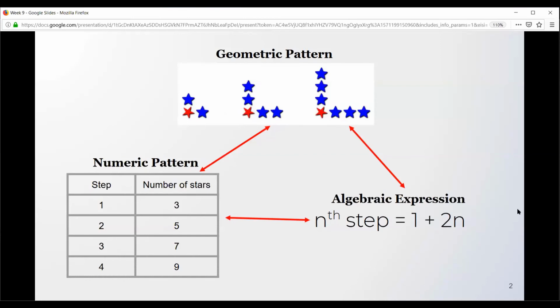In this video, we have shown how to connect geometric patterns, numeric patterns, and algebraic expressions.